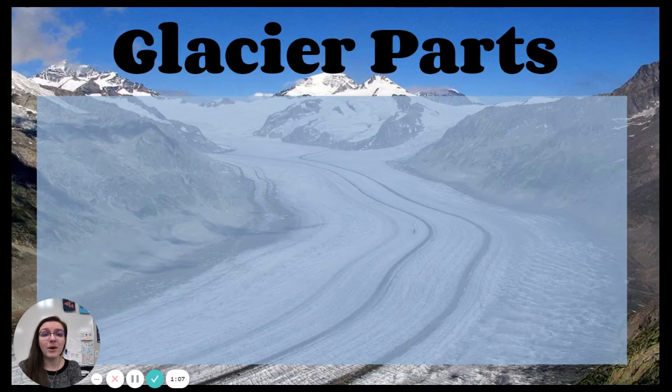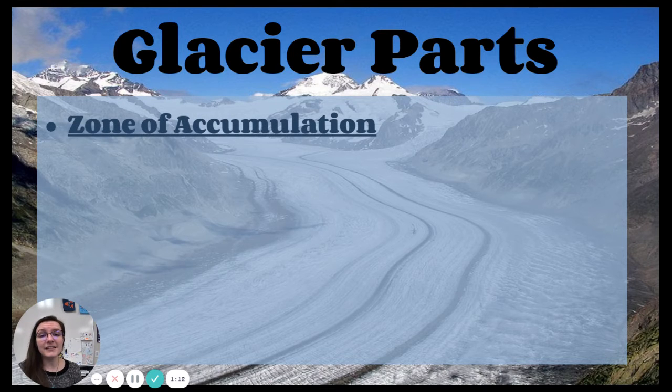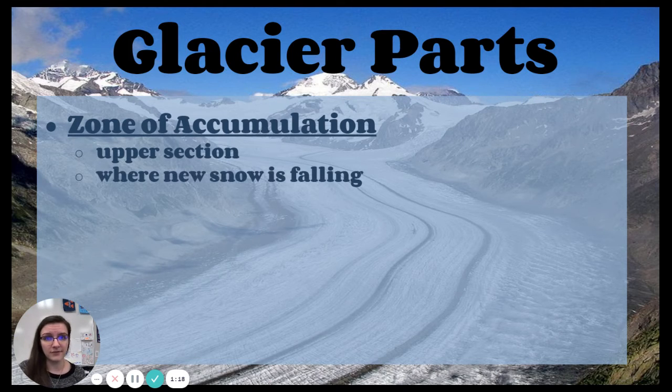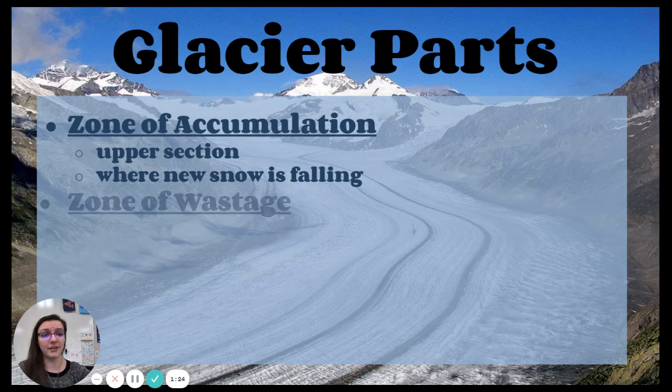So let's look at the parts of a glacier. I'm going to tell you them and then show you a diagram. First, there is the zone of accumulation. This is towards the top, typically where new snow is falling. This is lighter, less dense. Snow is just falling up here. It's like the start of the river.